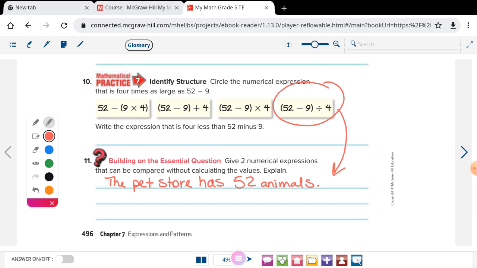Jude, get rid of 9 of them somehow. 9 died. Come on, Jude. We're talking about a pet store. How do pets usually disappear from pet stores? People adopt them. 9 were sold. The pet store has 52 animals. 9 were sold on Tuesday. We're saying that happens first.